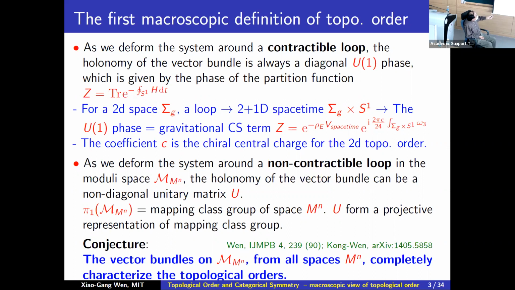But the U(1) phase is a gravitational Chern-Simons term with a coefficient. Why is that? There's some argument, so maybe let me not explain it here. It's a gravitational Chern-Simons term, and this coefficient is called the chiral central charge. So omega_3 is the gravitational Chern-Simons term. The normalization is such that d omega_3 is a Pontryagin class. So it's normalized in this particular way, and the coefficient has 2 pi over 24, and this c becomes the chiral central charge with this normalization. Here we can see that the chiral central charge is an important quantity. Somehow it appears in this vector bundle over the moduli space. Something nice.